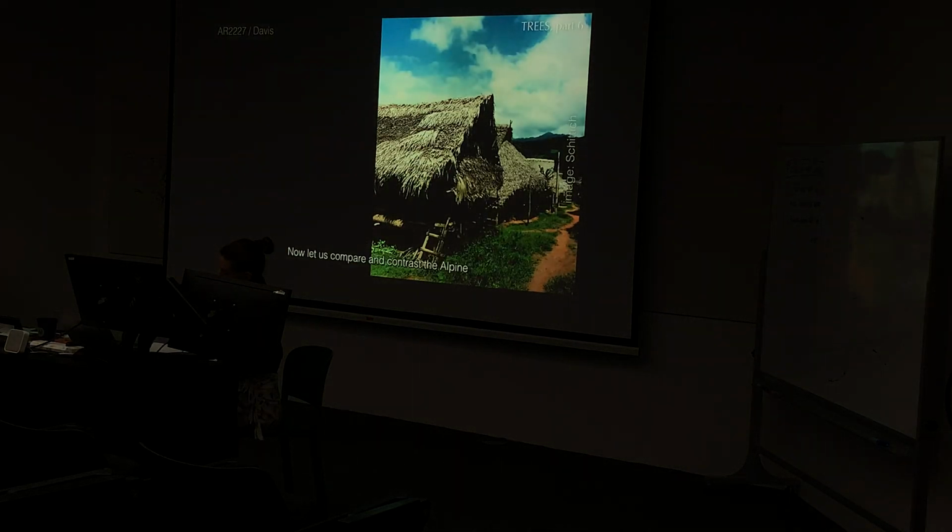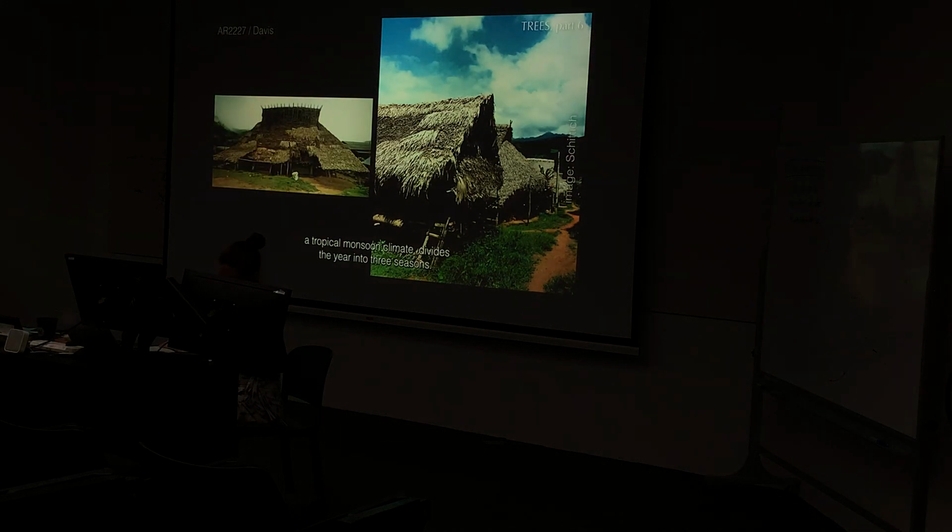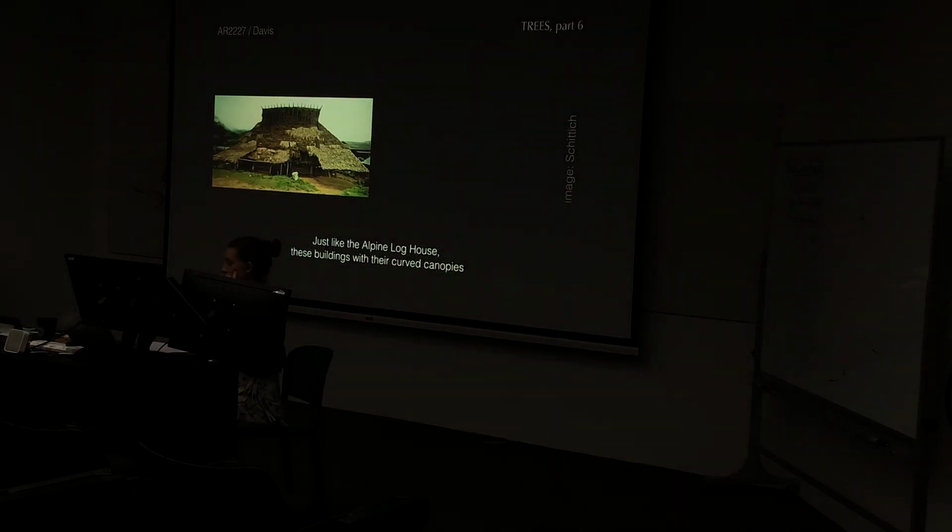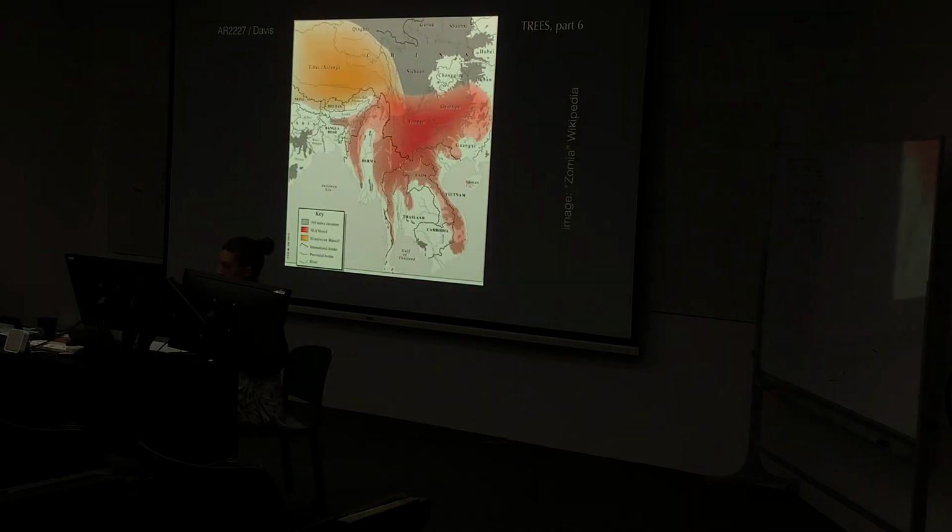Now let us compare and contrast the Alpine log house construction with a different typology altogether, the Tup Gong house of northern Laos. Here, the tropical monsoon climate divides the year into 3 seasons: a rainy season from May until October, a cool, dry season from November to February, and a hot, dry season in March and April. Just like the Alpine log house, these buildings with their curved canopies and palm leaf roofs survive and are still constructed today as they were several hundred years ago due to their remote location.